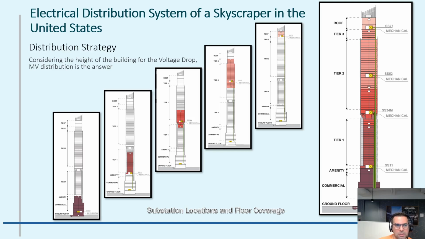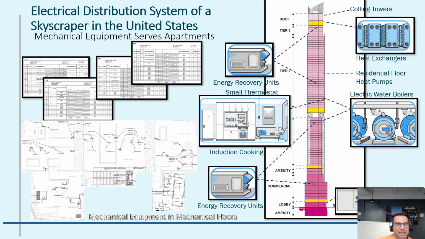On each section of the building, tiers in mechanical floor serve the apartments. This is the distribution strategy. So on each mechanical floor, we are going to have the mechanical equipment to serve the apartments, as you see on each section. We need to calculate carefully, because we don't want to have changes later in the later phases.